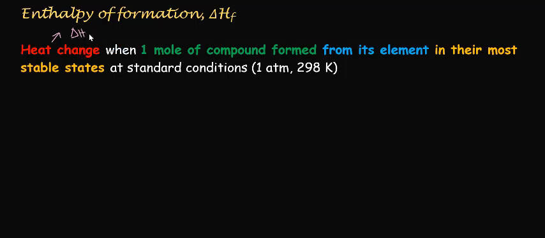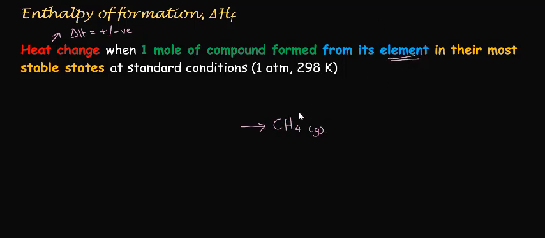So if we have heat change here, the delta H can be either a positive or negative value. Alright, and then we have when 1 mole of compound is formed. Okay, 1 mole of compound formed. So the 1 mole here, the compound formed here, we talk about the product. So for example, if you want to form CH4, the CH4 must be in 1 mole. So it is our product. Okay, so 1 mole of compound formed from its elements.